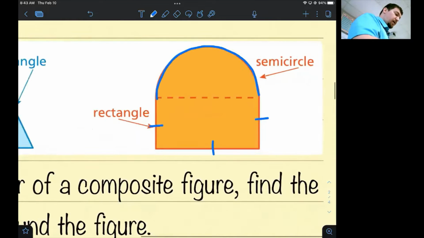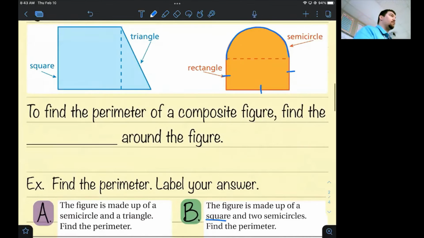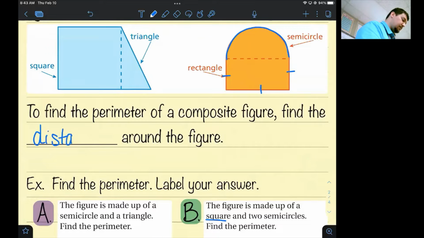So why don't we look at our, well, let me fill in the blank here. Perimeter is the distance around. We're looking at the distance around the shape. So you're not gonna hear me say, what formula do I use for the area? You're gonna hear me ask you how many sides there are, and we're gonna add all those sides up. That's how we find perimeter.